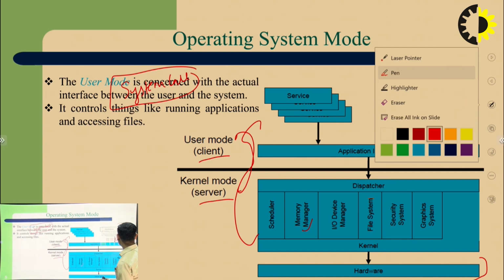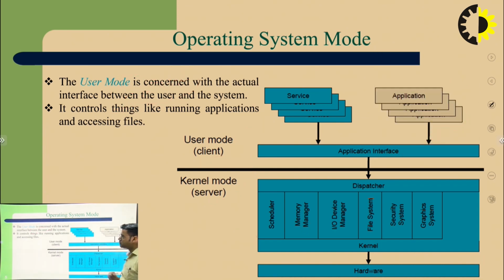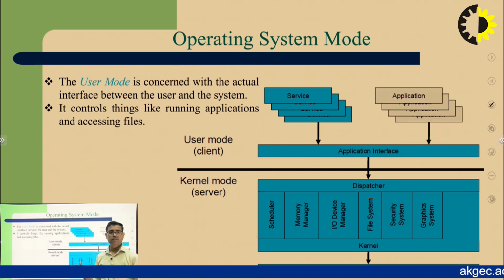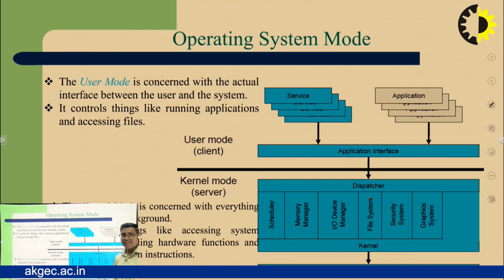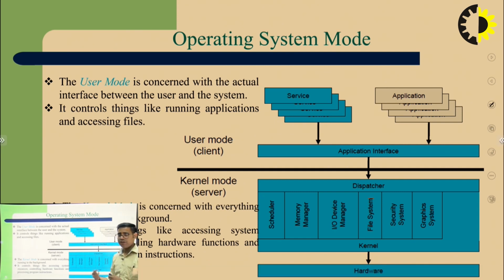Here are some statements regarding these modes. The user mode is concerned with the actual interface between the user and the system. As you can see here, it controls things like all running applications and accessing files. The kernel mode is concerned with everything running in the background, such as the scheduler, memory management, background applications, and security. So it controls things like accessing system resources, controlling hardware functions and processing program instructions.